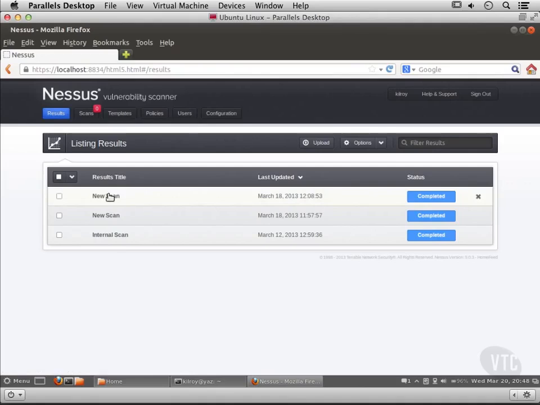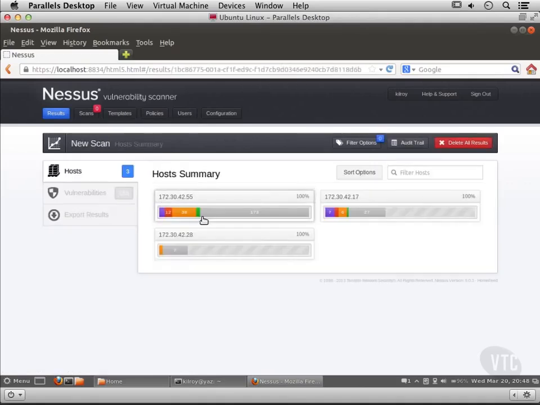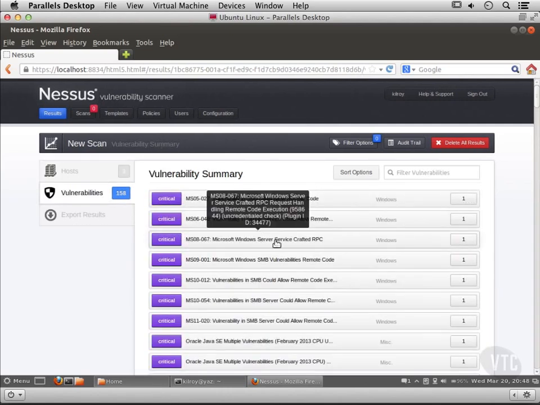I've got some scan results. I'm going to pop this one up. And of course, it brings me to the hosts summary, and I've got the 3 hosts that I had scanned in this particular one. And we've got a nice little graphical breakdown of the vulnerabilities and the different classifications for them. But what I want to do is go to the vulnerabilities tab at this point.